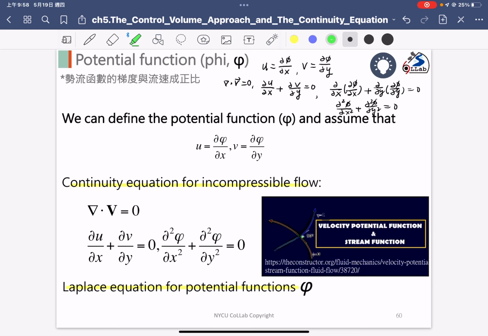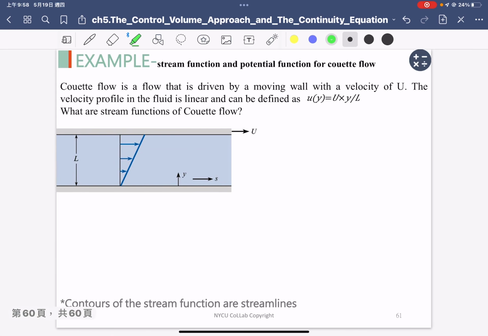Okay, so we have the final exercise in here. We have the Couette flow conditions, and we are trying to find the streamline for this problem. What is the stream function of the Couette flow? So we first write down the velocity profile of the Couette flow: u(y) is equal to U multiplied by y and divided by L.